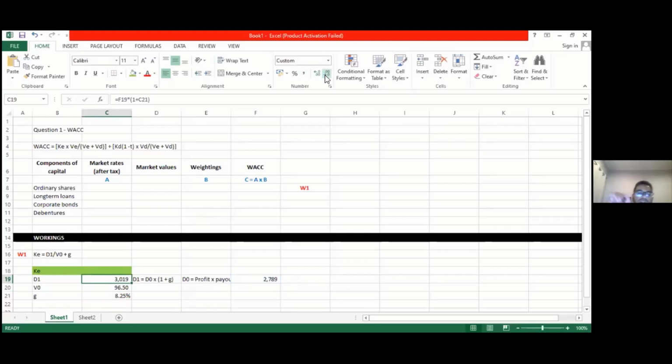What is very important to read in that question, they said shareholders expect a dividend payout ratio of 9.25% under the current review period. Now, payout ratio times profit gives me 2789. So that is 2789 for this period. But going forward, there's a growth rate of 8.25. So the dividends of next year is going to be 8.25% more than the current period's dividends. So just be aware of that. Now I just plug in the formula.